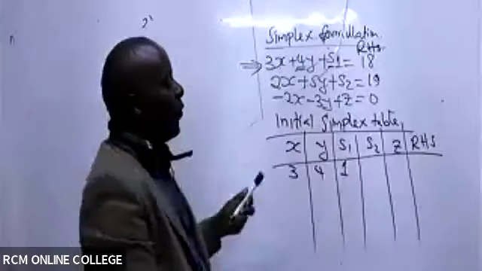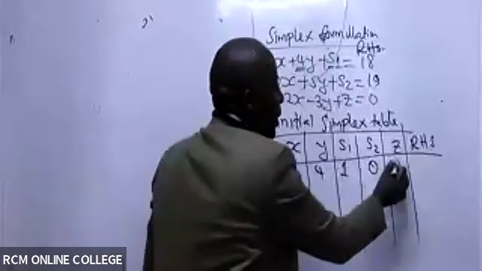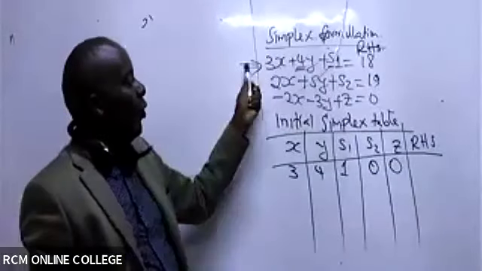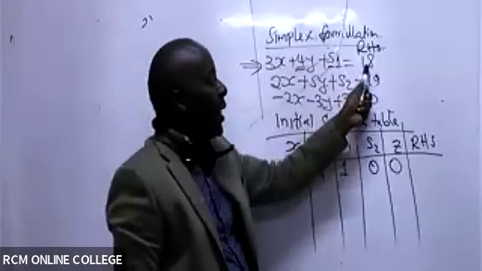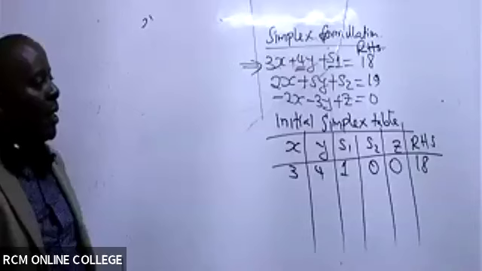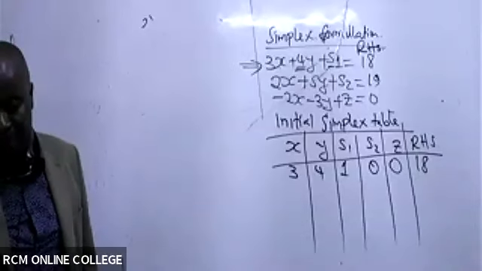There is no Z at all, so their coefficients in this case here are zeros. And then for equation number 1, the right-hand side number is 18.